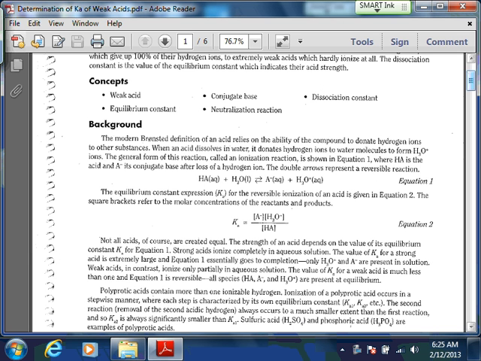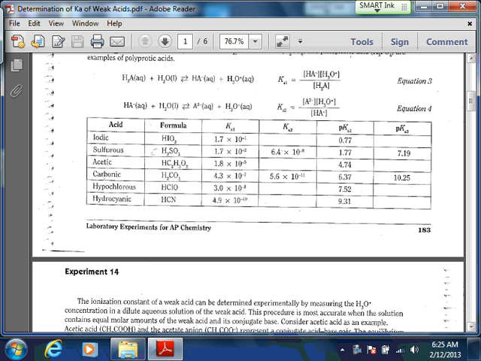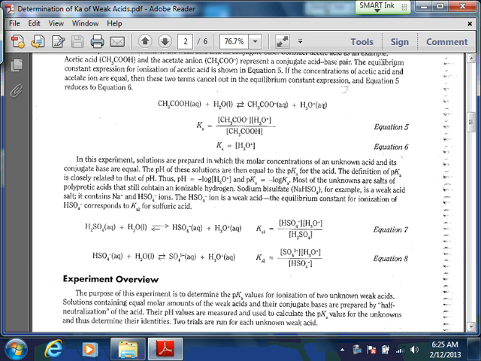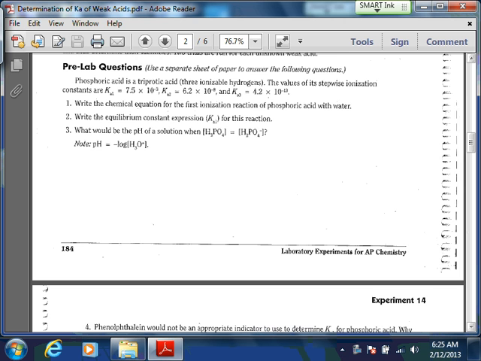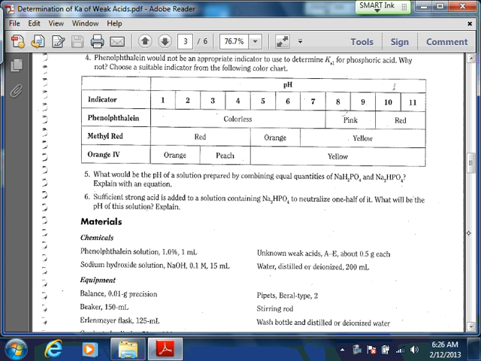Let's see. I'm not seeing those values. Make sure I didn't just miss it. Oh, sorry. It's the H2PO4 minus and the HPO4 2 minus. Sorry, because once this dissociates, I don't know what I was looking for there.